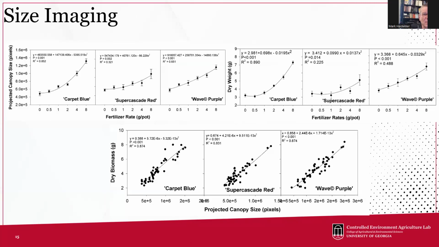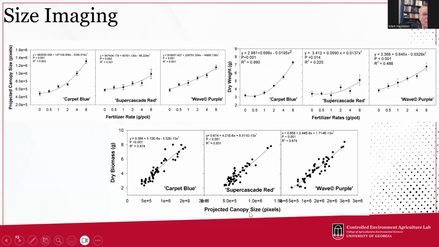So here, these are all kind of tied together, the size measurements. We've got projected canopy size as a function of the fertilizer rate. The dry weight is a function of the fertilizer rate. And then the biomass, the dried biomass or dry weight, I'll need to change that too. And then the projected canopy size.